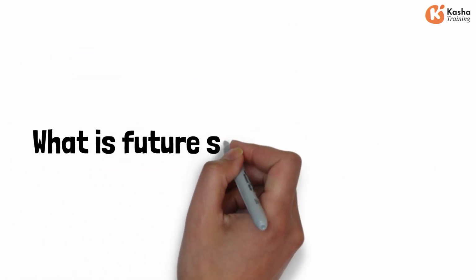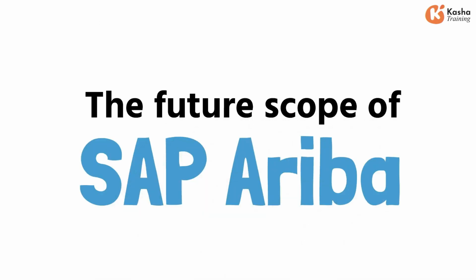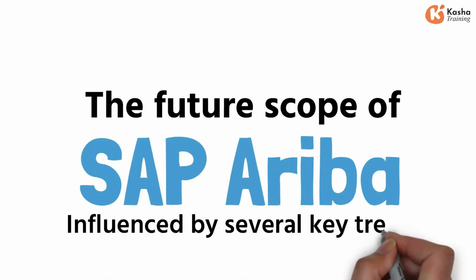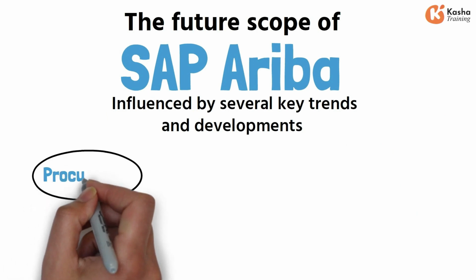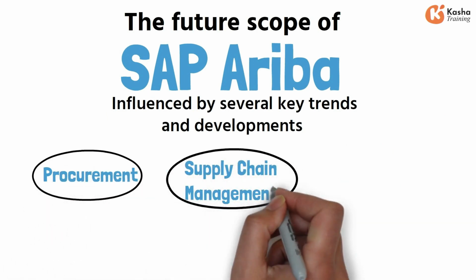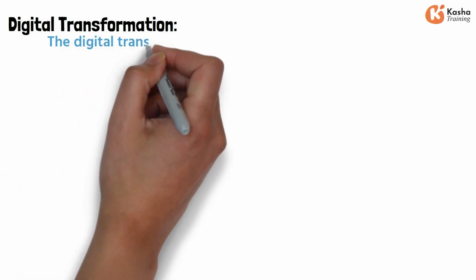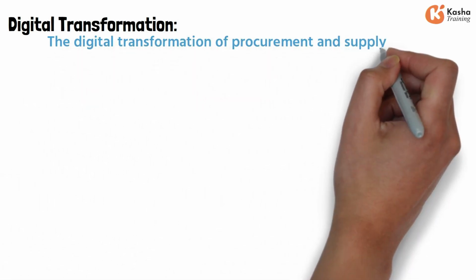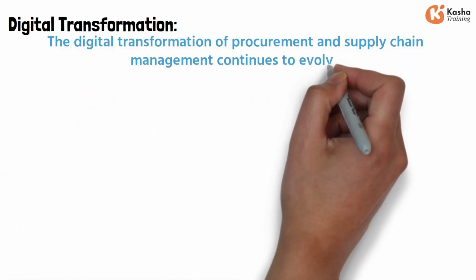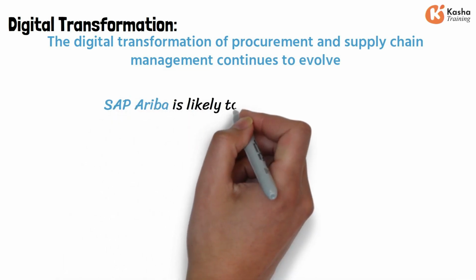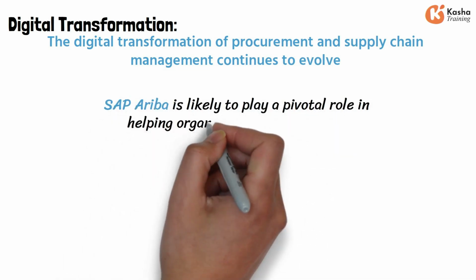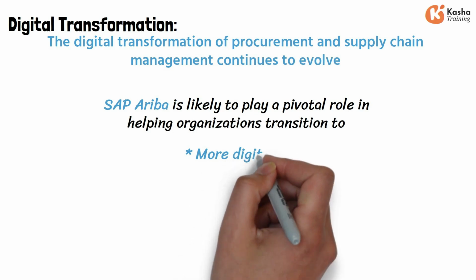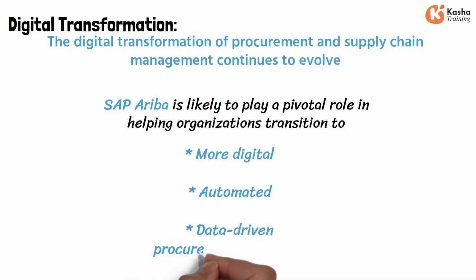What is future scope of SAP Ariba? The future scope of SAP Ariba is likely to be influenced by several key trends and developments in the fields of procurement, supply chain management, and technology. Digital transformation. The digital transformation of procurement and supply chain management continues to evolve. SAP Ariba is likely to play a pivotal role in helping organizations transition to more digital, automated, and data-driven procurement processes.